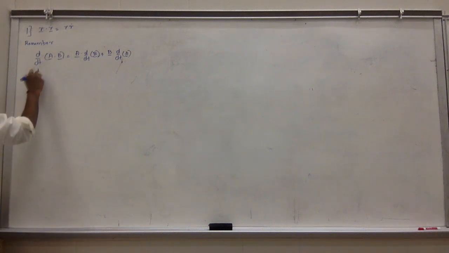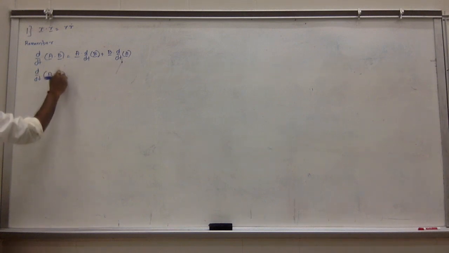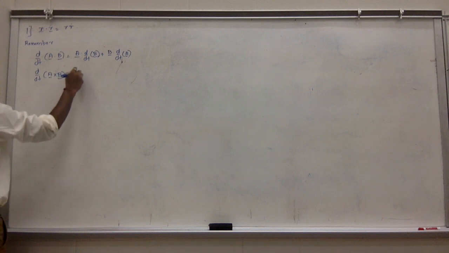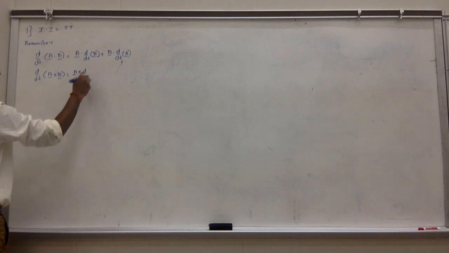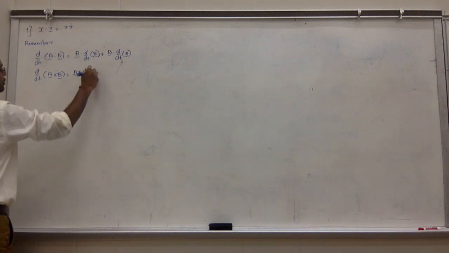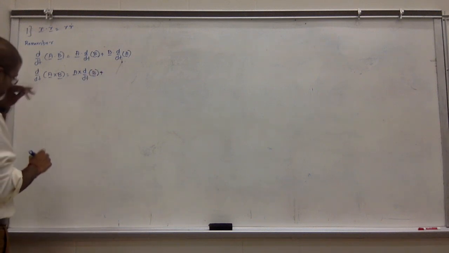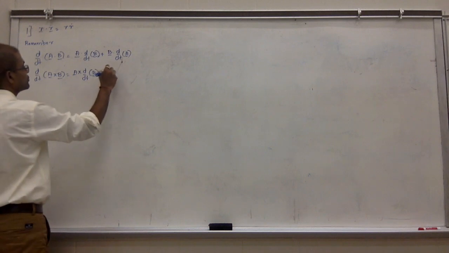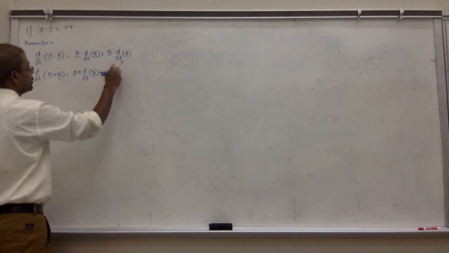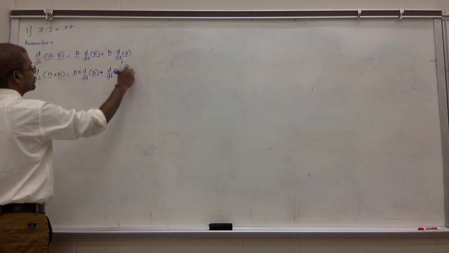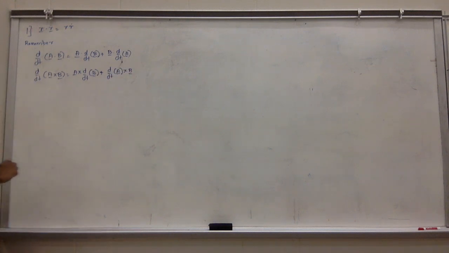And similarly, the derivative of a cross product. d over dt of A cross B is equal to A cross with the derivative of B plus d over dt of A cross with B. Okay? This is what you need to remember for the derivative of a dot product and cross product.